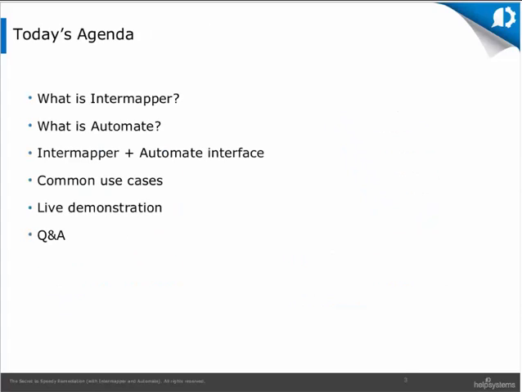So our agenda today will talk about what the Intermapper product is, the solution, I should say, what we do and how we do things. We'll also take a look at Automate, our network automation tool. We'll look at how the two products coexist and work with each other. And we'll talk about some use cases, and then we'll take a live look at the products in action.